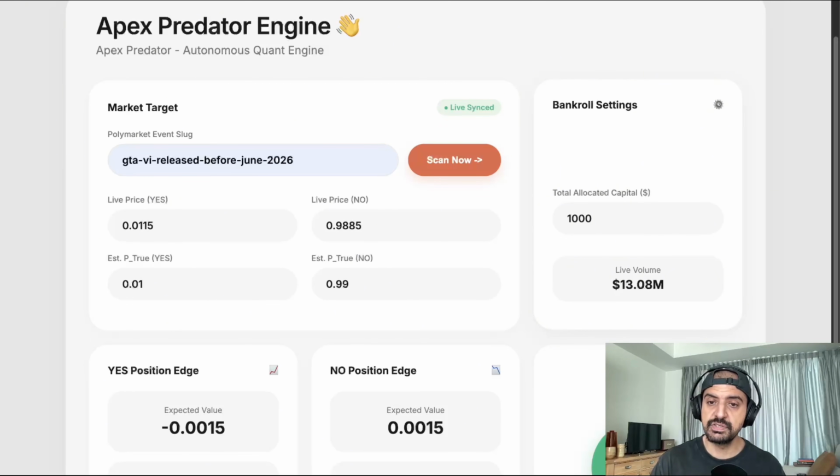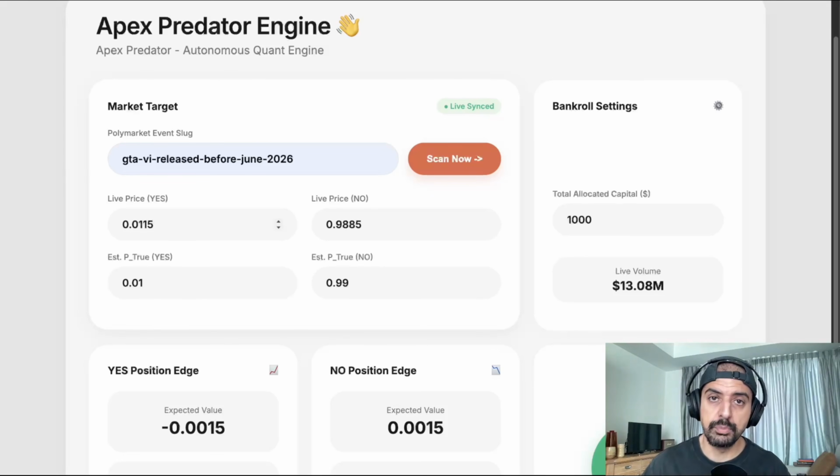And this is significant because if you look at the live volume, this is a highly liquid trade. There's currently, at this moment in time, whilst I'm recording this video, $13.8 million traded on this particular event, which tells you that it's highly liquid and a significant market event for this engine to monitor. Now let me show you the quant brain in action.